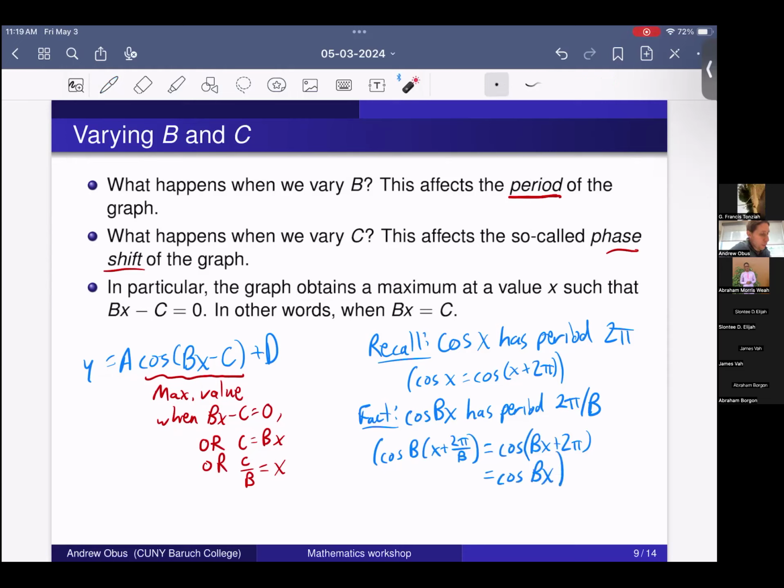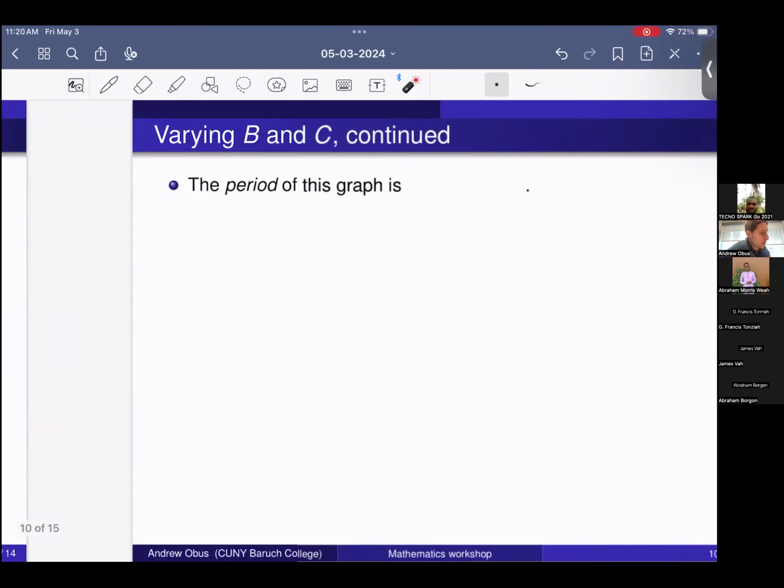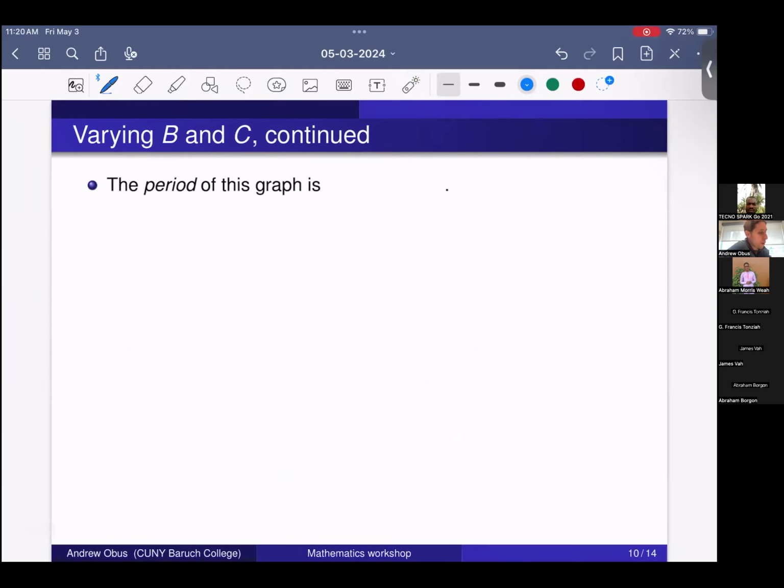So what we see is if we look at the function cosine of bx, if I add 2 pi over b to x, then that doesn't affect the function. Cosine of b times x plus 2 pi over b is the same thing as cosine of bx. So adding 2 pi over b makes no difference to the function. In other words, the period of the graph is going to be 2 pi over b.